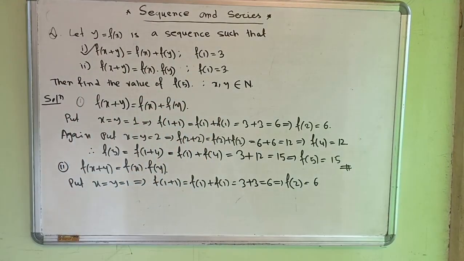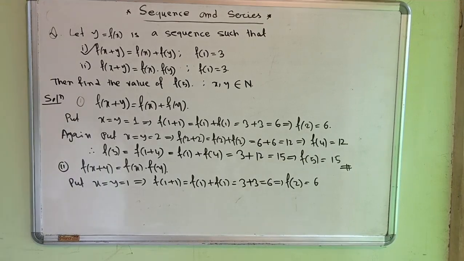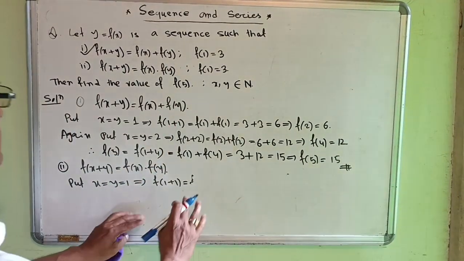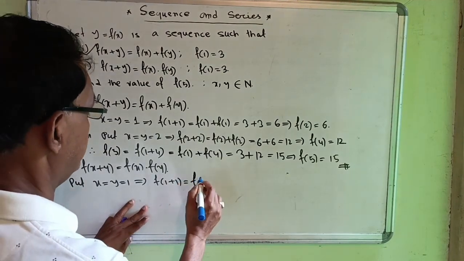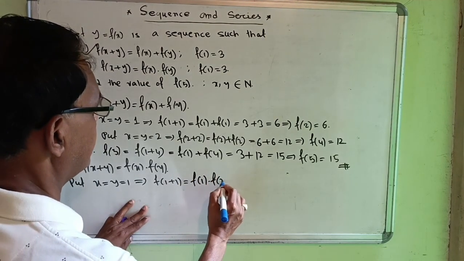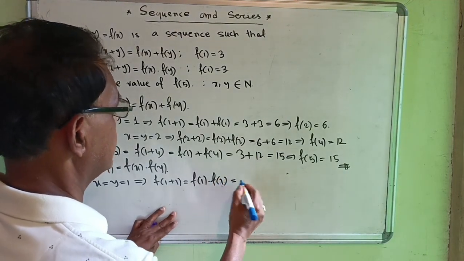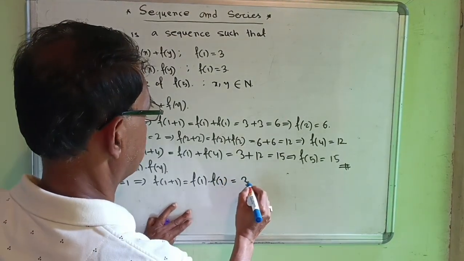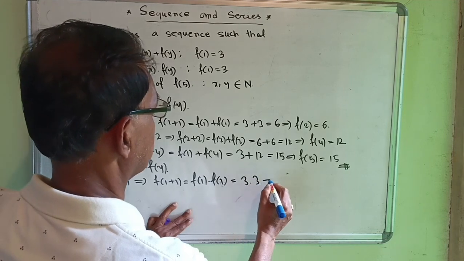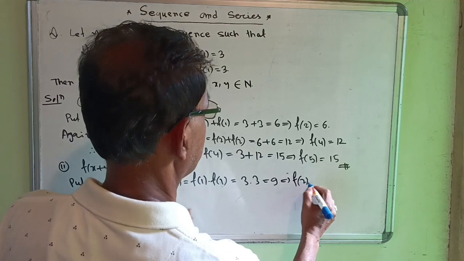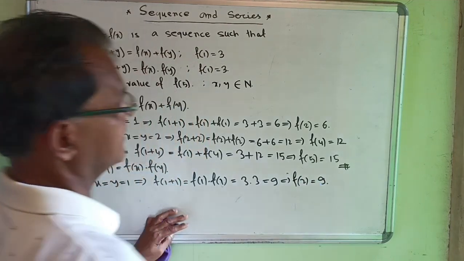We get 6. No, sorry. This is equal to f(1) into f(1). This implies f(1) is equal to 3, so 3 into 3 is 9. This implies we get f(2) is equal to 9.